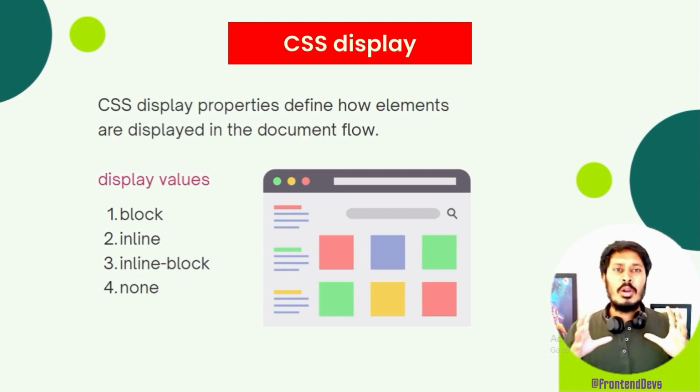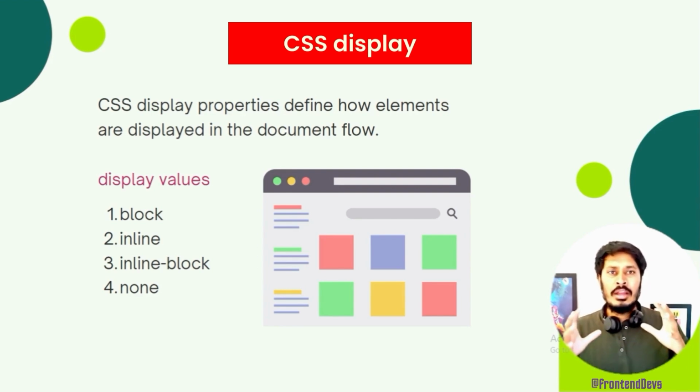Some examples of block level elements are heading tags, the paragraph, the div element, or some semantic elements like header and footer. Some examples of inline elements are images, the anchor tag, or the span element. Now let's move to VS Code and understand the display property in detail.